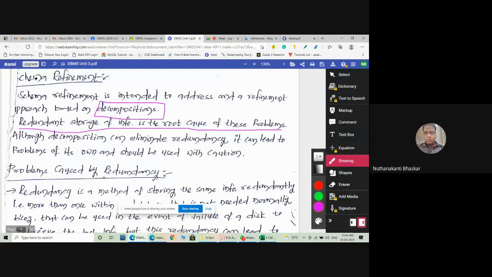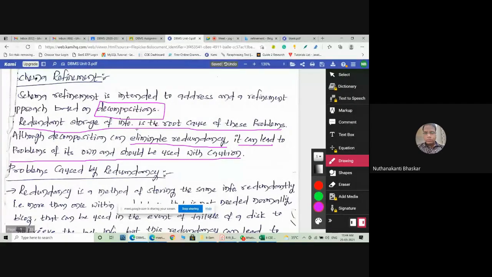Right. Now, this decomposition can eliminate redundancy. Just now I told you, when you are decomposing, automatically it is going to eliminate the redundancy. How it is going to eliminate, I will show you, don't worry. It can lead to problems of its own and should be used with caution. Whatever the problems are there for redundancy, we are going to eliminate them with the help of this decomposition. For this schema refinement, we need to apply decomposition. So this is exactly the meaning of schema refinement.